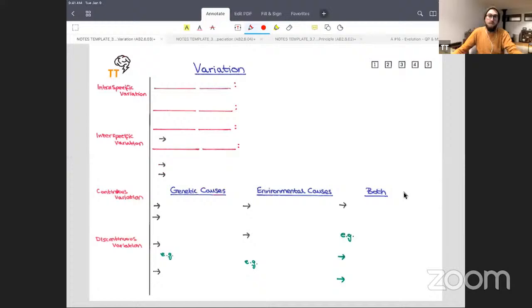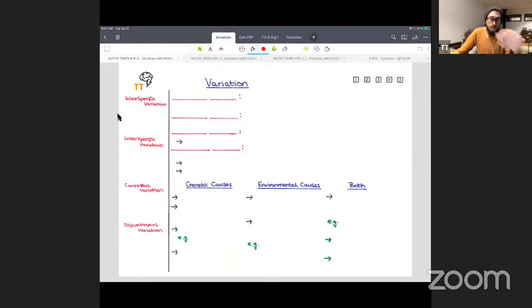And you're going to be seeing the iPad anyway. Variation. So what is intra-specific variation and inter-specific variation? Intra-specific. So intra is within, like intranet. I would say individuals of the same species have the same genes, but they have different alleles, which means there's variation in their phenotype. It means within a species.